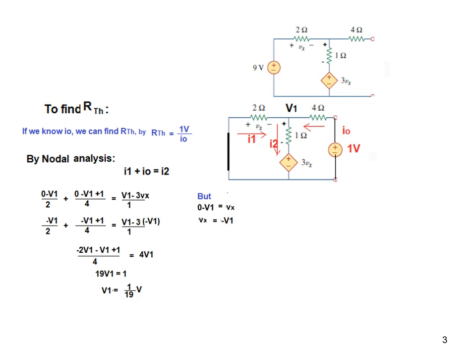We need to find this current I0, and from here you can see this was the equation for I0. So we'll use this equation, and let's see, I0 is 0 minus V1 plus 1 divided by 4. Now we plug this value of V1 in this. So plugging in, we get I0 is 18 over 76 ampere. And now we'll use this formula to find RThevenin. So RThevenin is 1 volt divided by I0, 1 divided by 18 over 76. So 76 over 18, that means 4.22 ohm.